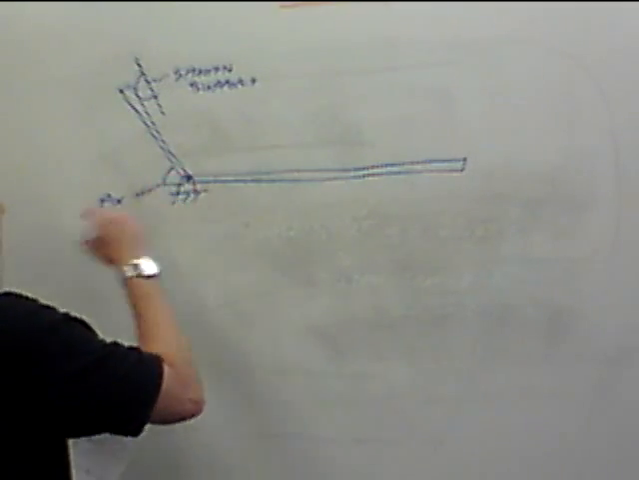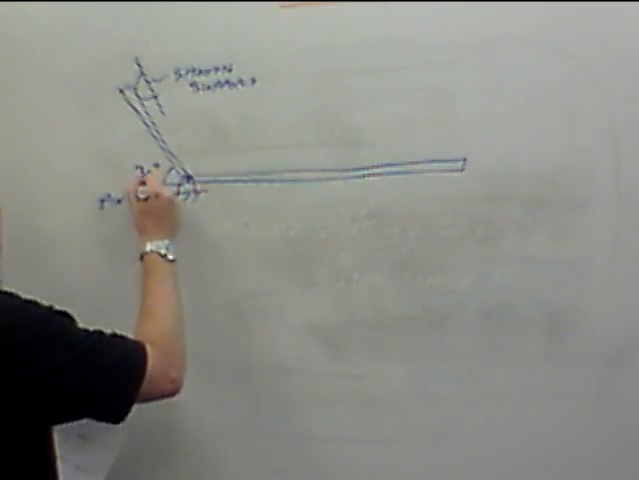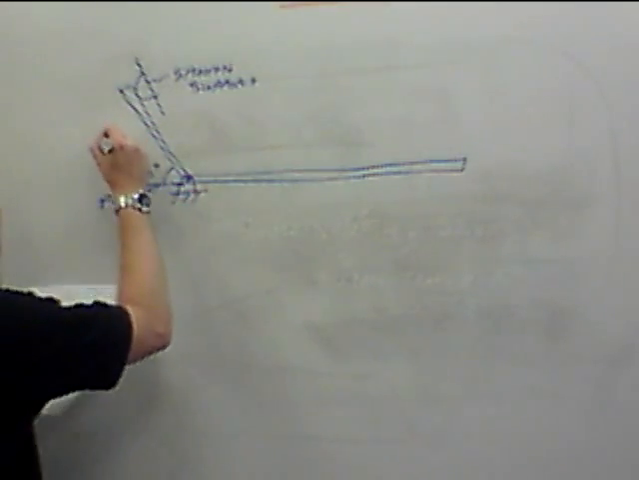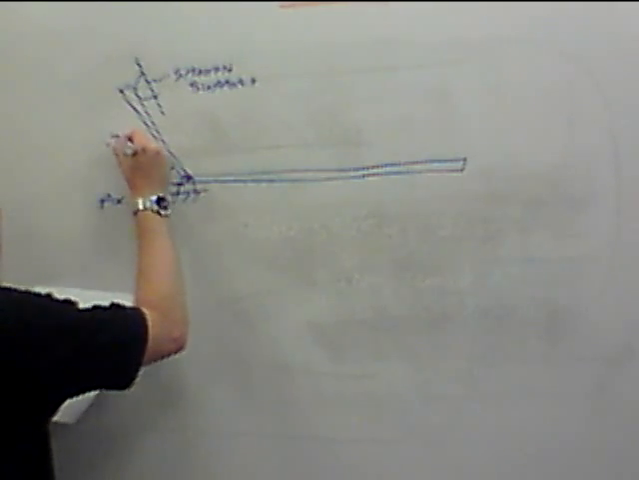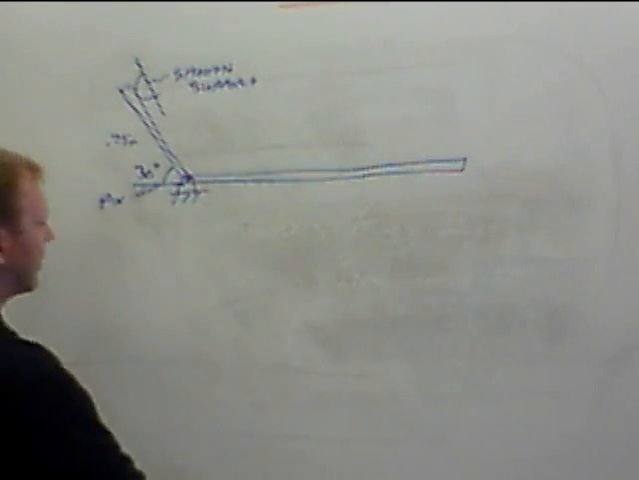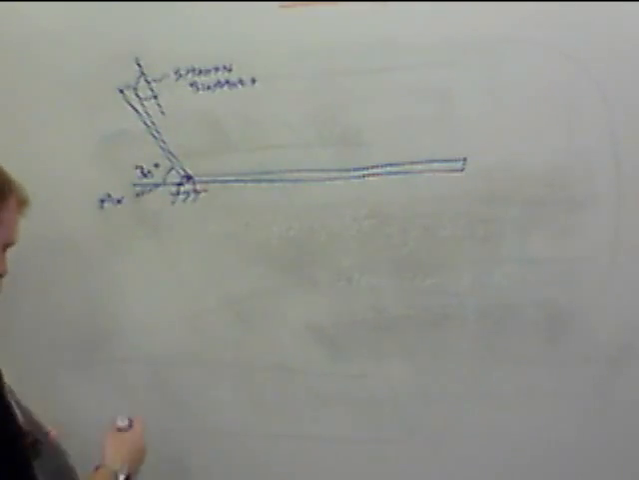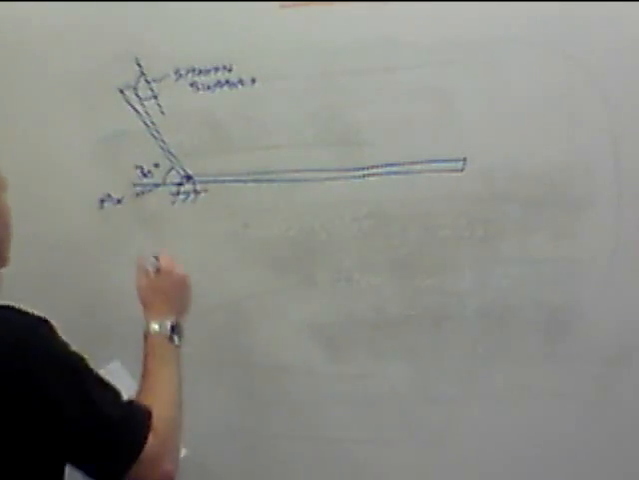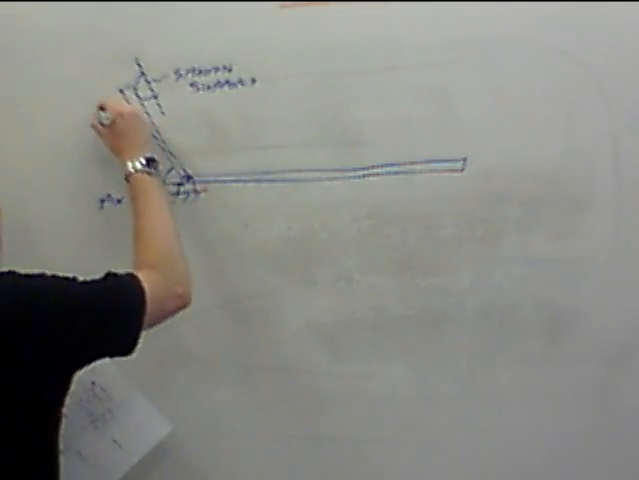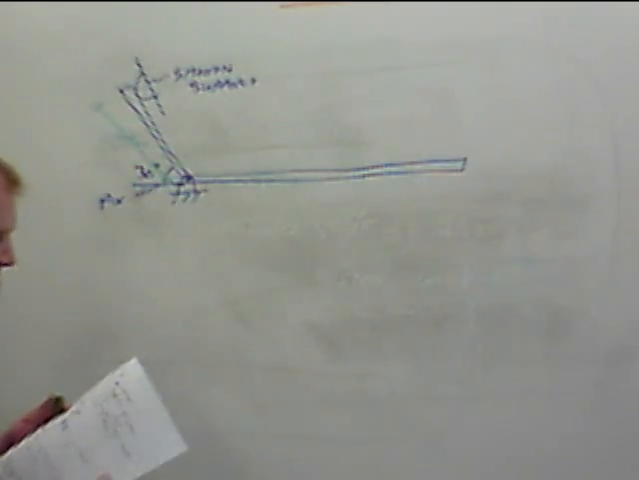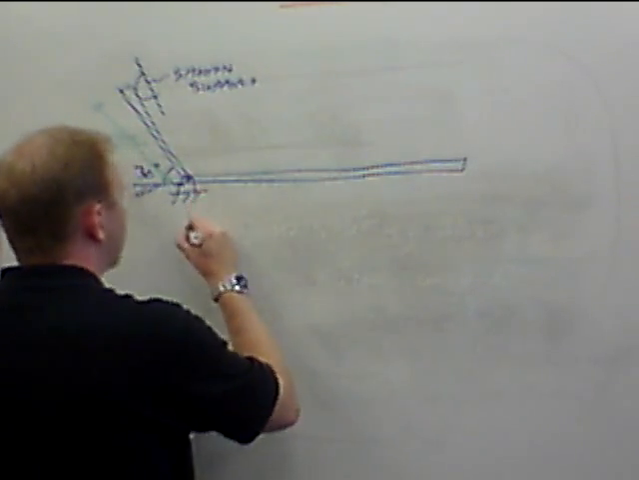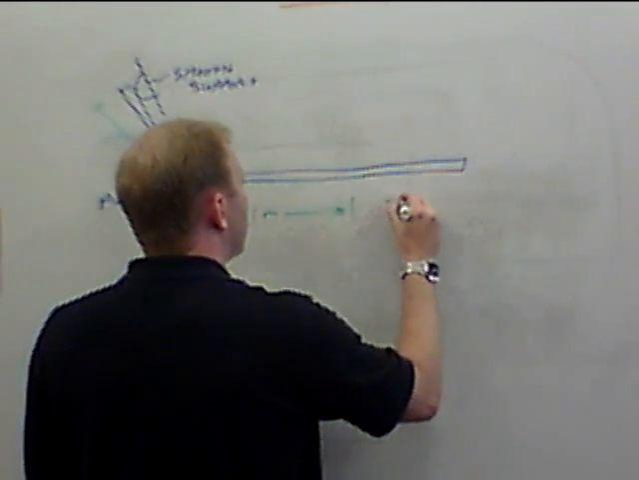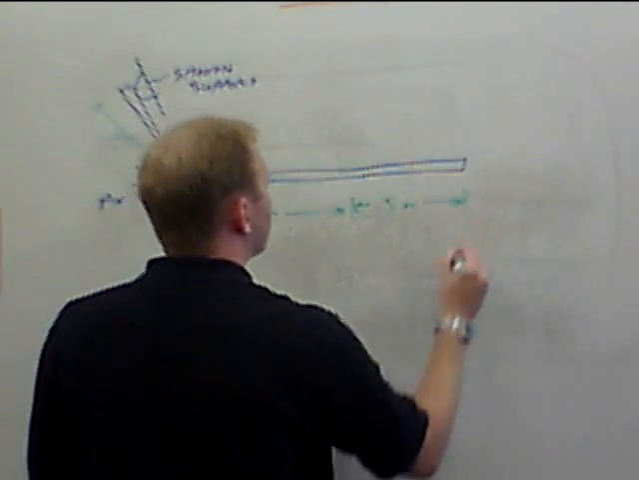Okay, this is not to scale. We'll call it 30 degrees. In terms of distances, I'm going to do the dimensions in a different color here. This is going to be 0.75 meters from there to there. We're going to have 1 meter from here to here, and 0.5 meters from that one to the end.